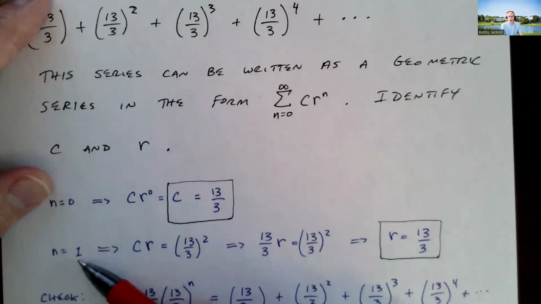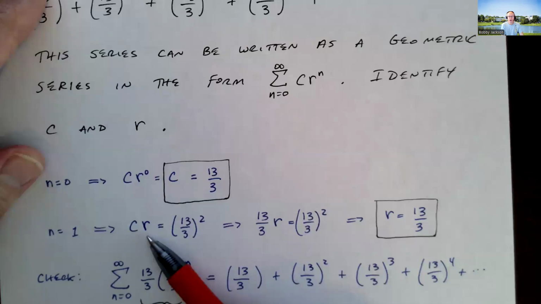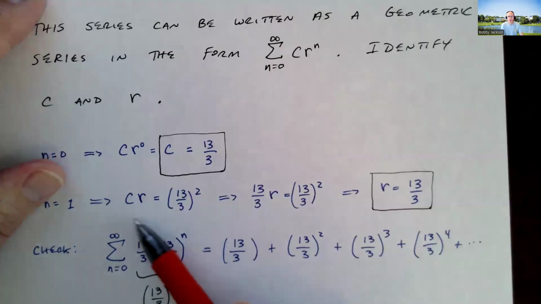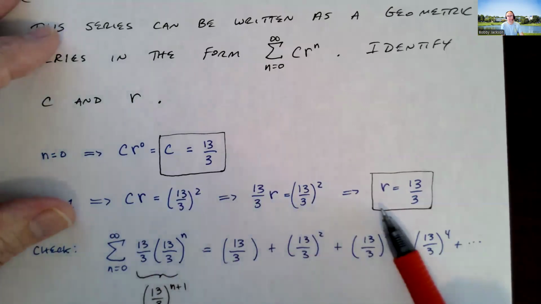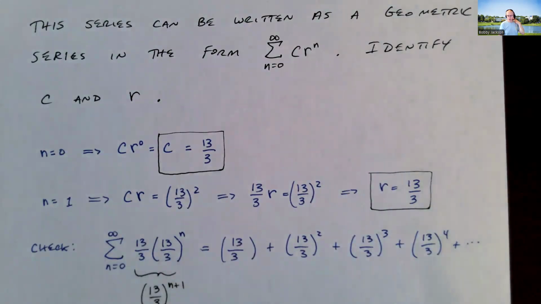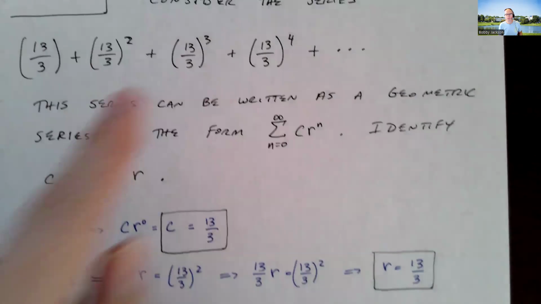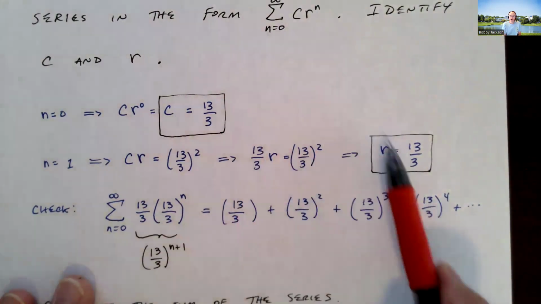Now, when n is 1, I get c r to the first power, c times r, and we want that second term to be equal to 13 thirds squared. Since c is 13 thirds, what's r have to be? Well, it has to be 13 thirds as well. In fact, that's the ratio. That's what we're multiplying by each time, right? And so c is 13 thirds, r is 13 thirds.